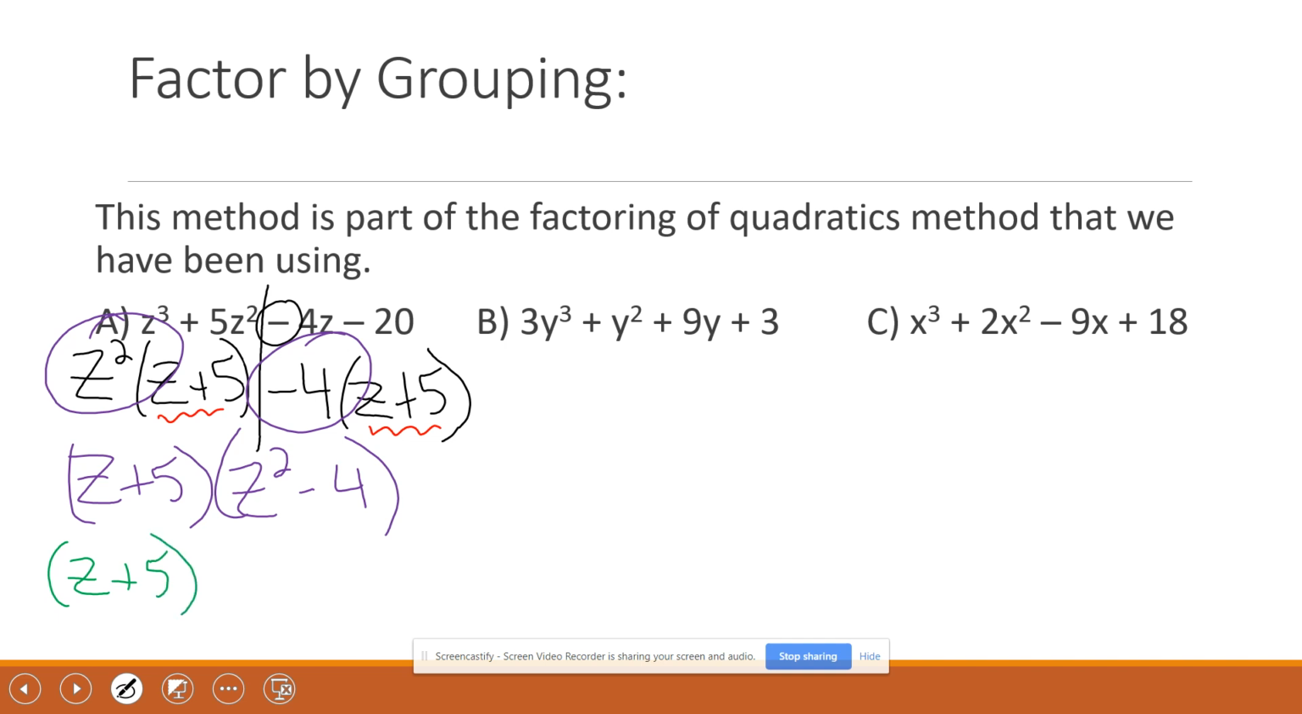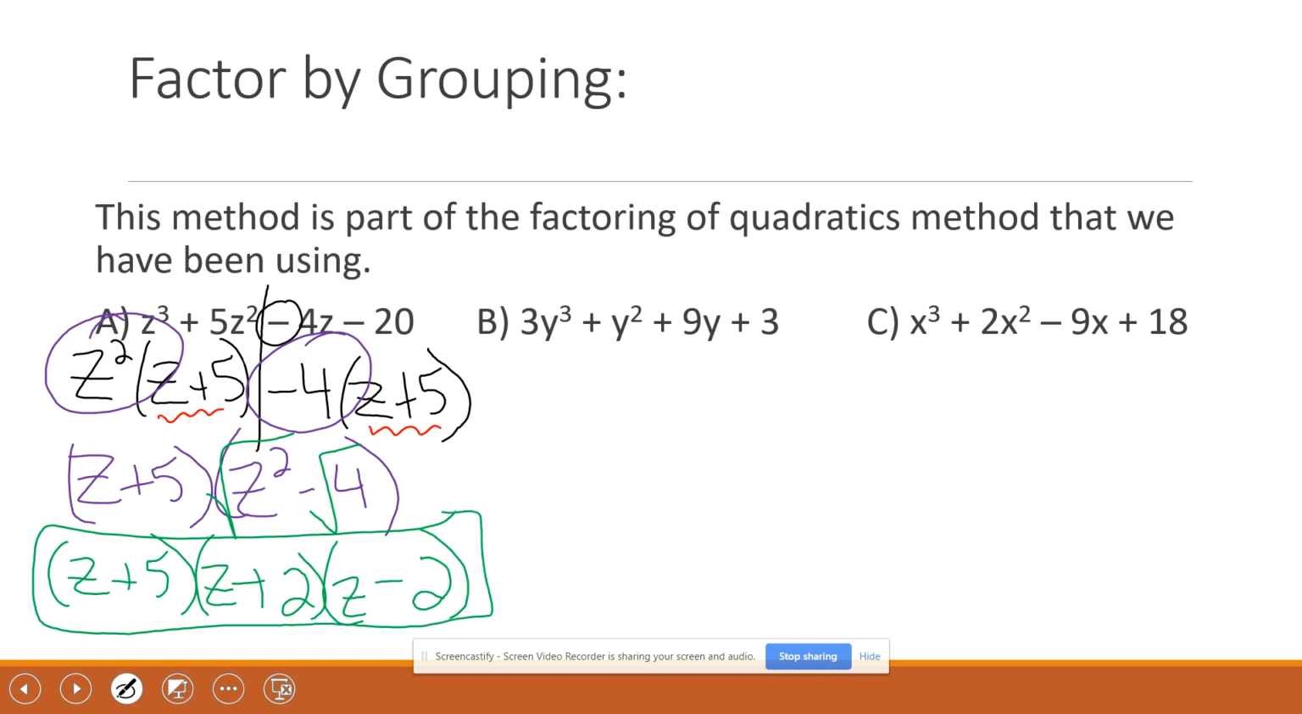Z squared minus 4, though, that's a difference of perfect squares. Z squared is a perfect square. 4 is a perfect square. And we have subtraction. And so for this method, remember, we're taking the square root of both. Don't include that minus sign. And the square root of z squared is z. The square root of 4 is 2. One's plus, one's minus. Now this is finished.